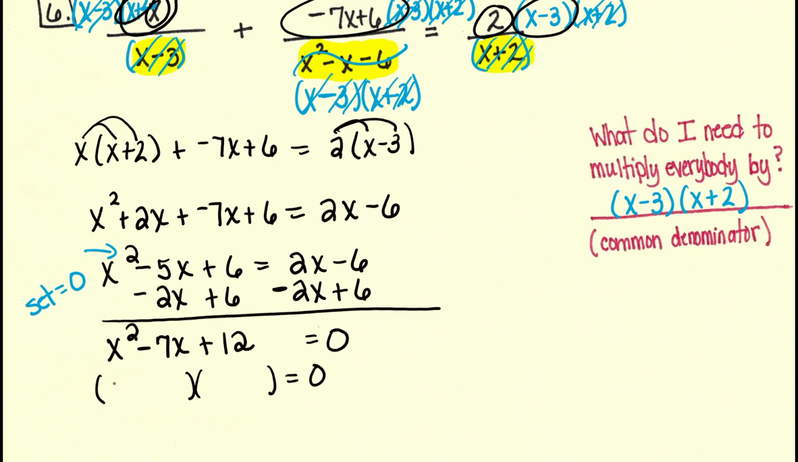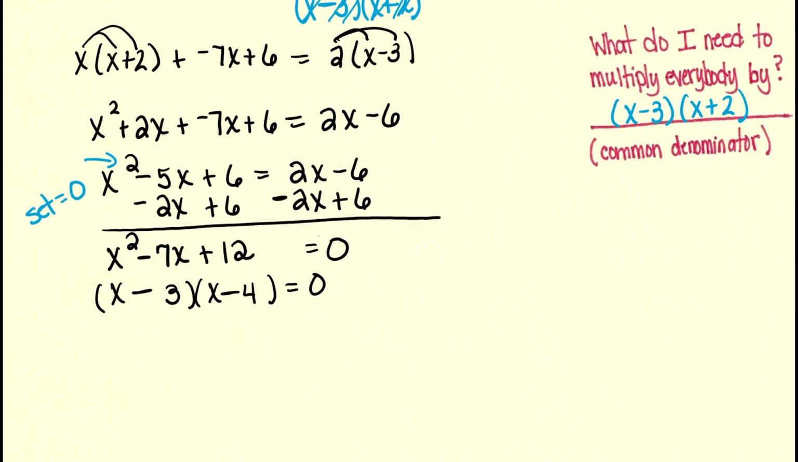So we're going to multiply to get x squared, which is x and x. Multiply to get 12, but add to get 7, which is 3 and 4. Now look at your middleman. That's a negative 7. So we need negative 3 and negative 4 in order to get that. Now you're going to set each factor equal to 0. And x is equal to 3 and x is equal to 4.